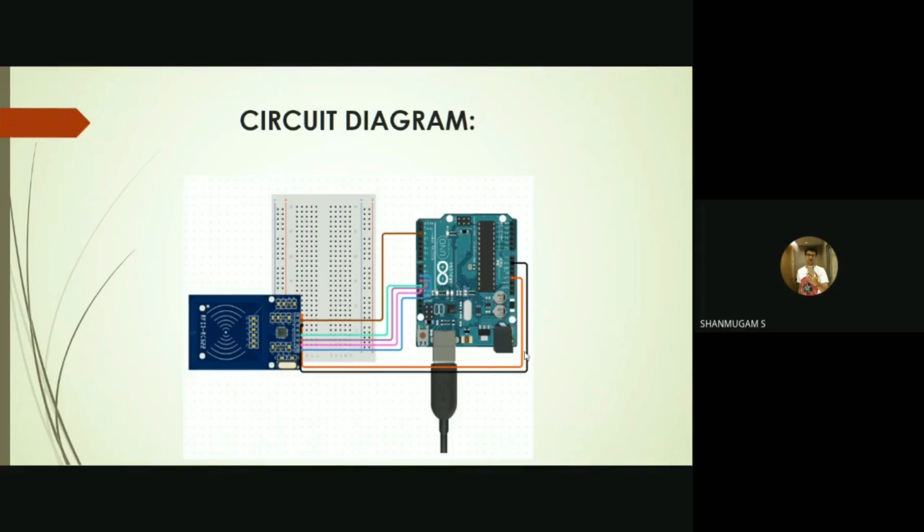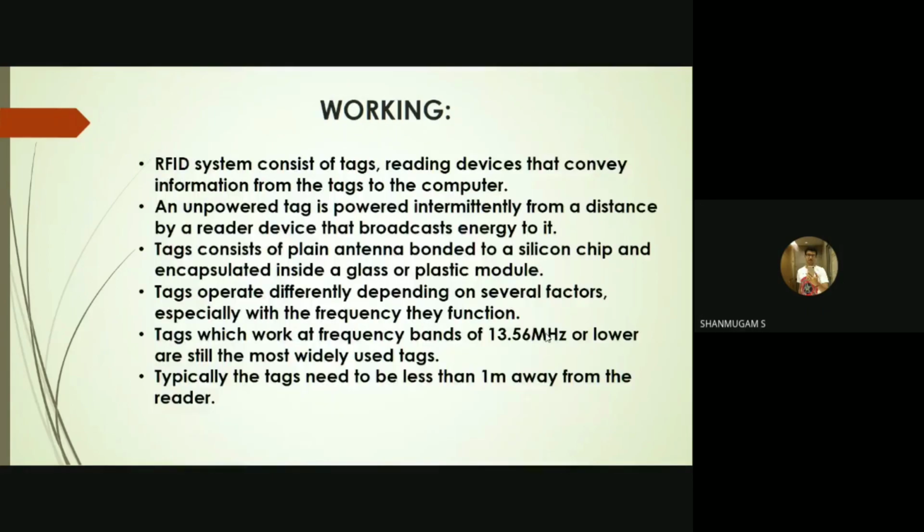Let me hand over the session to Vishwajit, explaining the working. Basically, the RFID system consists of tags and reading devices, which convey the information from the tags to the computer or any digital system. The unpowered tag is powered intermittently from a distance by a reader device. Tags consist of a plain antenna bonded to a silicon chip, which is encapsulated inside a glass or plastic module.